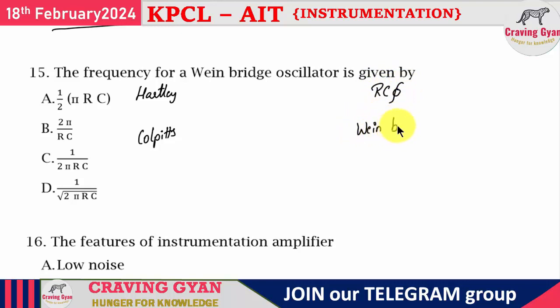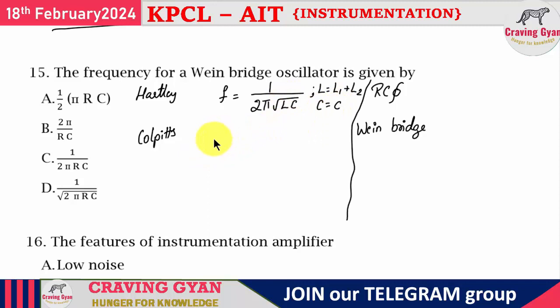Now, what is the formula for frequency in all these scenarios? In the case of the Hartley oscillator, f equals 1 divided by 2 pi root LC, where L equals L1 plus L2, and C equals C only. In the case of the Colpitts oscillator, frequency is defined as 1 divided by 2 pi root LC, where L equals L and C equivalent is defined as C1 times C2 divided by C1 plus C2.